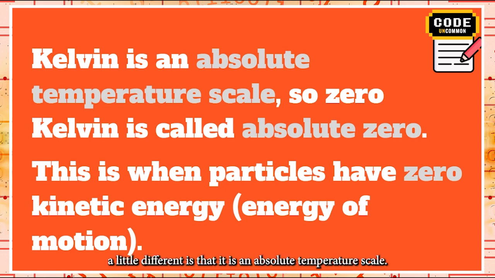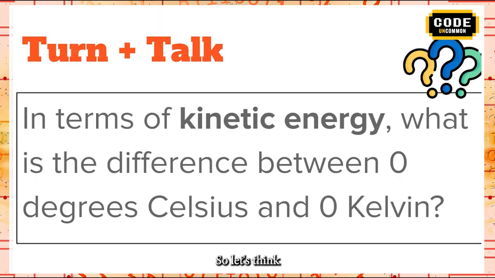What makes Kelvin a little different is that it is an absolute temperature scale. So 0 Kelvin is called absolute zero. This is when particles have zero kinetic energy, or energy of motion. So let's think. In terms of particle motion, what's the difference between 0 degrees Celsius and 0 Kelvin?